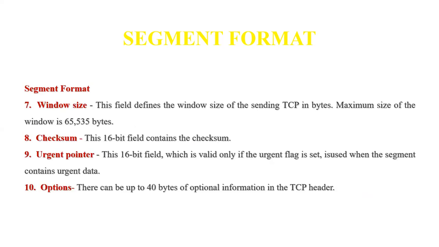Window size. This field defines the window size of the sending TCP in bytes. Maximum size of the window is 65,535 bytes. Checksum. This 16-bit field contains a checksum. Urgent pointer. This 16-bit field is valid only if the urgent flag is set, used when the segment contains urgent data. Options. There can be up to 40 bytes of optional information in the TCP header.